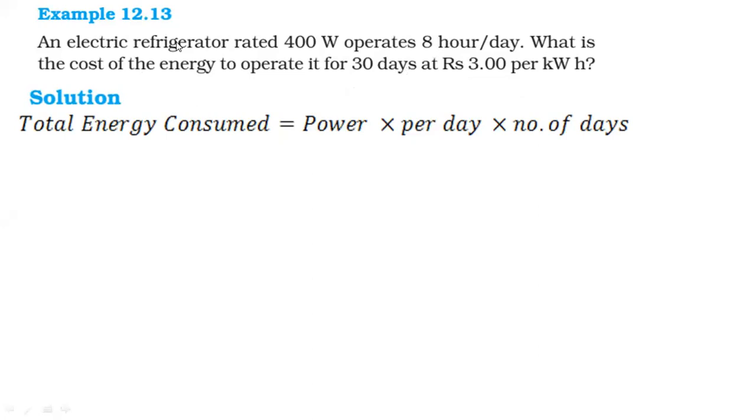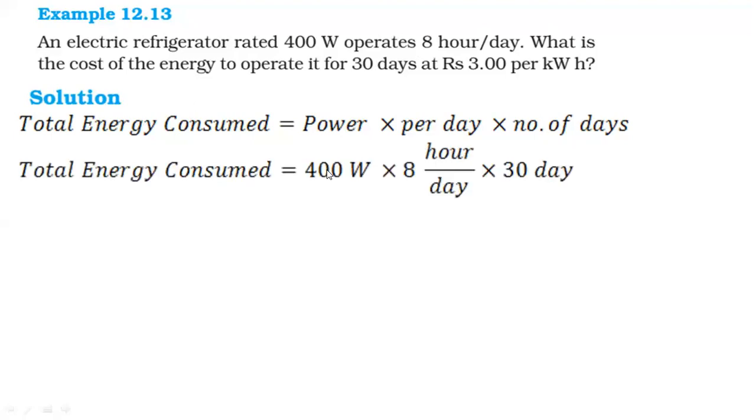So this refrigerator, first we are calculating how much energy it is consuming in 30 days. How can we calculate? Multiply its power with the number of hours it is used on a daily basis and the number of days for which you are using it. So power into per day usage into number of days. So 400 into 8 into 30, right? 400 watt into 8 hours per day into 30 days.